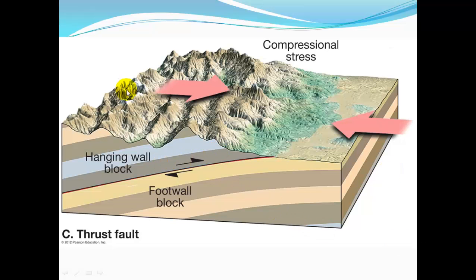Now here's compressional forces again. The hanging wall block moves upwards relative to the footwall block, but the angle of the fault is less than 45 degrees, so we call it a thrust fault.